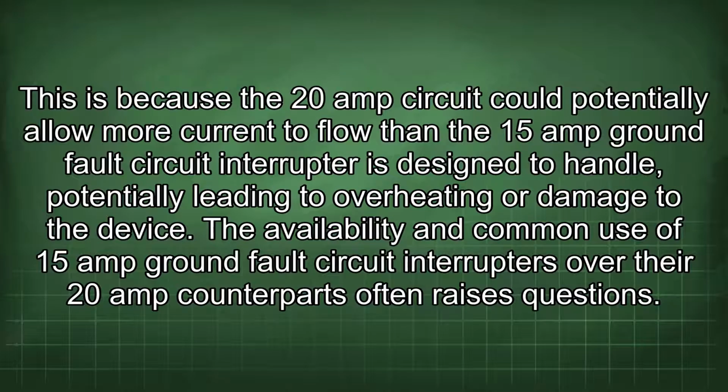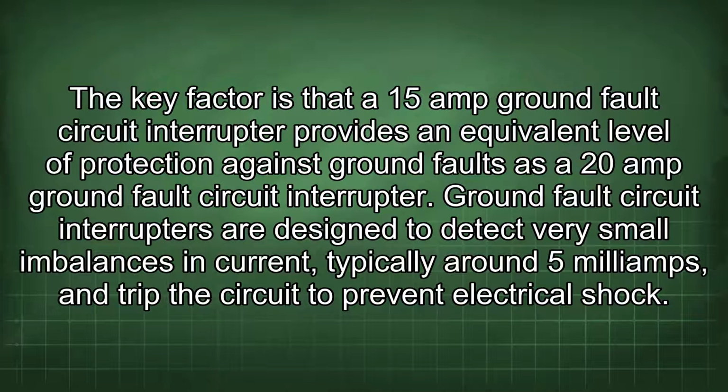This is because the 20 amp circuit could potentially allow more current to flow than the 15 amp ground fault circuit interrupter is designed to handle, potentially leading to overheating or damage to the device. The availability and common use of 15 amp ground fault circuit interrupters over their 20 amp counterparts often raises questions. The key factor is that a 15 amp ground fault circuit interrupter provides an equivalent level of protection against ground faults as a 20 amp ground fault circuit interrupter.